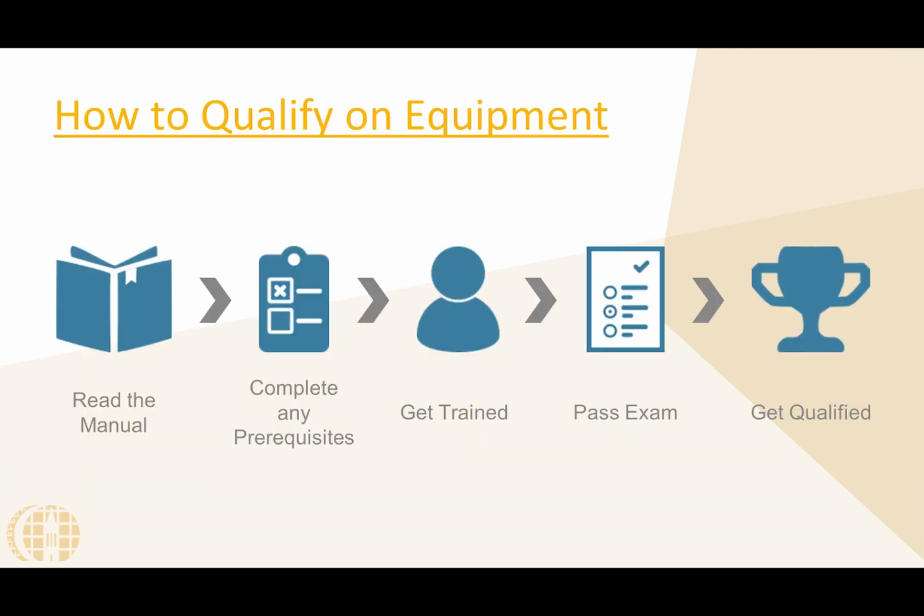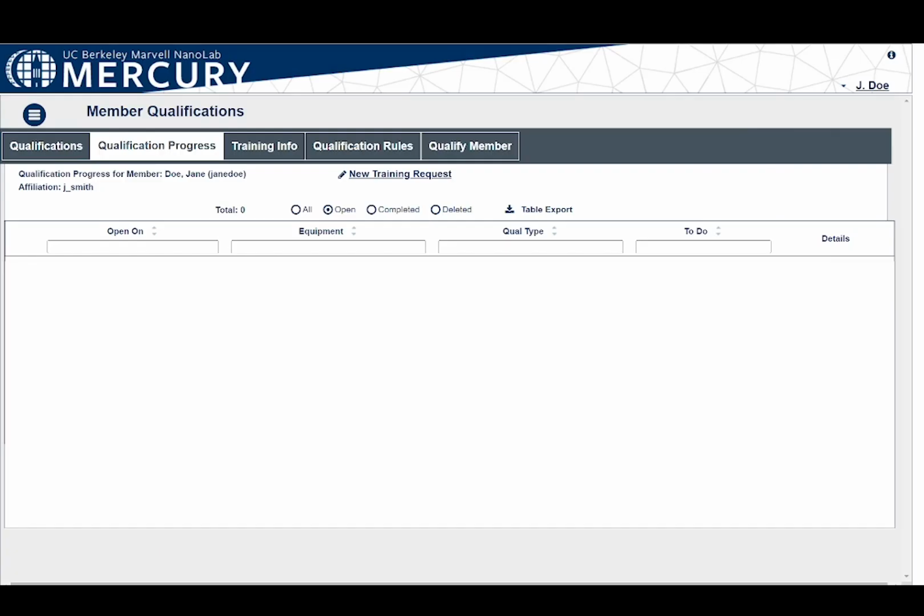The steps to qualify on a tool are: read the manual, complete any prerequisites, get trained, pass the exam if there is one, get qualified with a super user or staff. You can use Qualification Progress in the Qualification section of Mercury to guide you through the different steps.